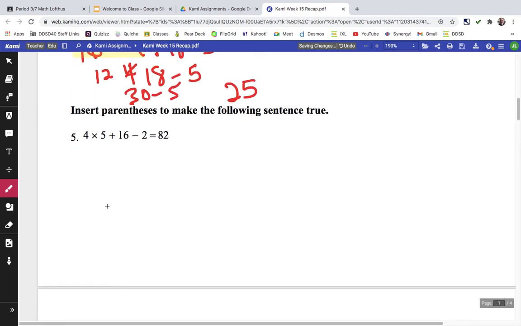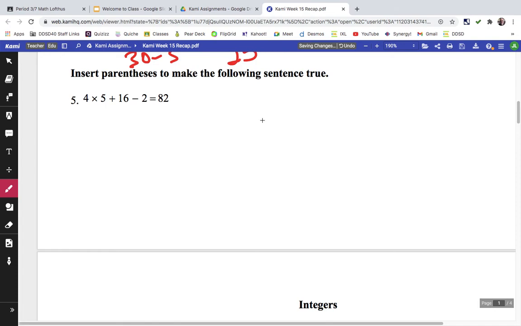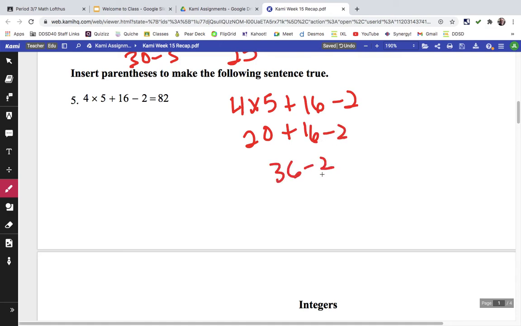Insert parentheses to make the following sentence true. If I don't insert parentheses, 4 times 5 plus 16 minus 2 is going to equal 20 plus 16 minus 2, 36 minus 2 is going to equal 34. But if we put the parentheses around the 5 and the 16, then that's what we have to do first. They interrupt the usual order of operations.